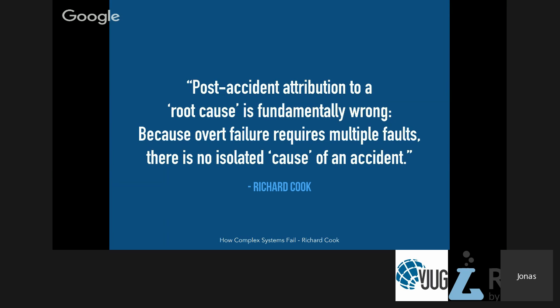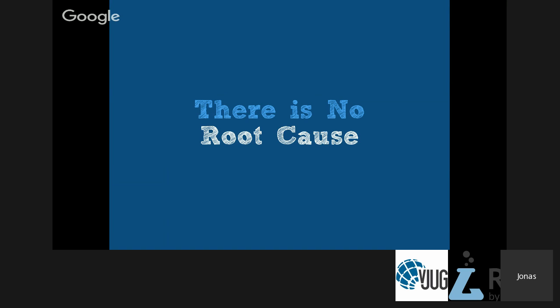Another important lesson that I learned from this paper by Richard Cook is, and I quote, "Post-accident attribution to a root cause is fundamentally wrong, because overt failure requires multiple faults. There is no isolated cause of an accident." He is saying that there is no root cause, and I really believe that. Complex systems usually fail because of how they interconnect with other parts. Don't even spend time looking for it. It usually just takes time to dive down and find the root cause, and you will most likely just be wrong, and sometimes what you find is even misleading because the failure is actually somewhere completely different. Instead, spend your time developing a strategy to manage failure.